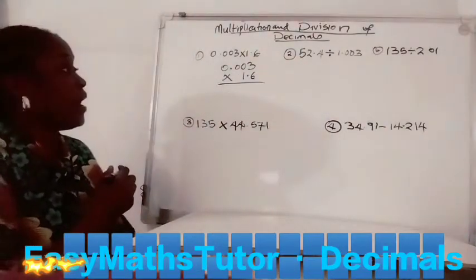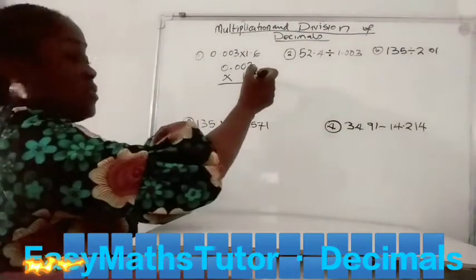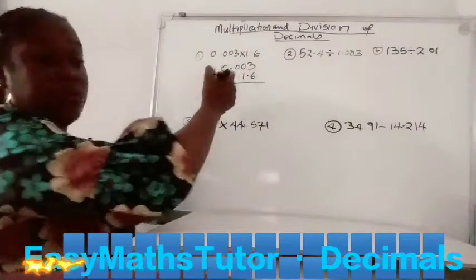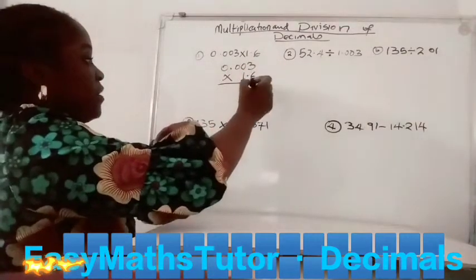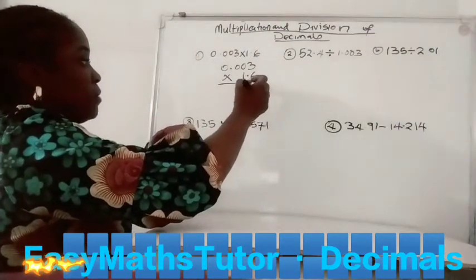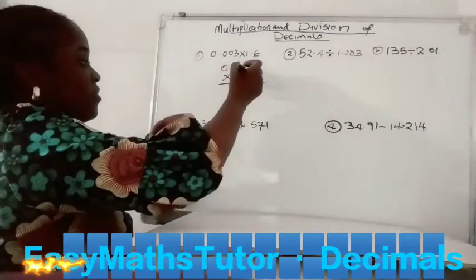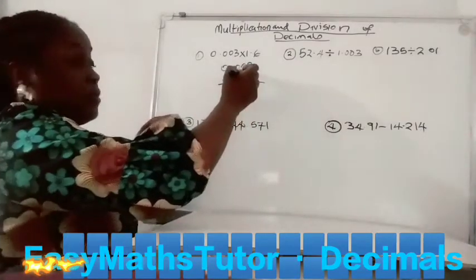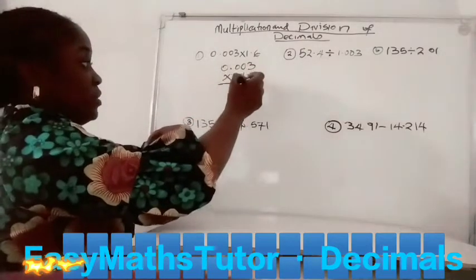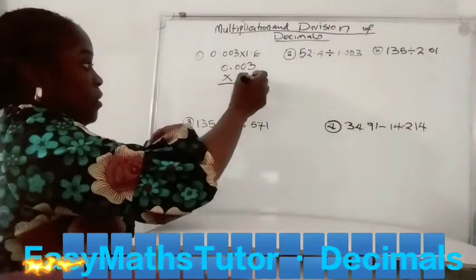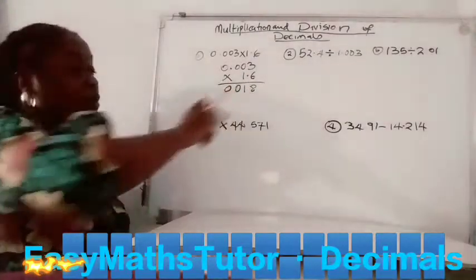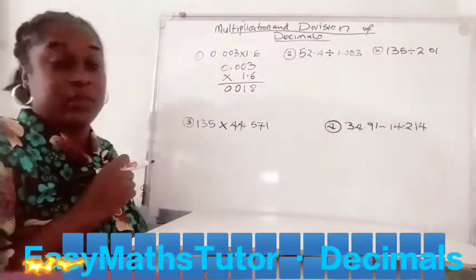So what will we have? We'll first of all say 6 times this plus 1 times this. 6 times 3 is 18. So write 8 remainder 1. 6 times 0 is 0 plus 1. 6 times 0 is 0. 6 times 0 is 0. Now I wrote this down without writing any decimal points, okay?